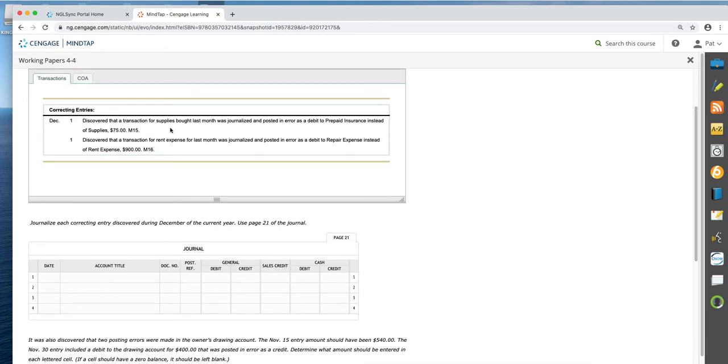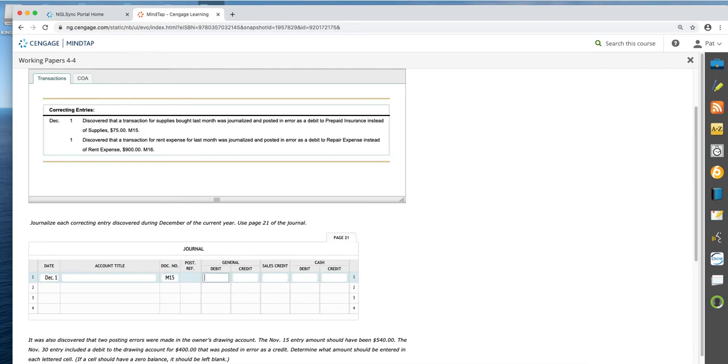Discover that a transaction for supplies bought last month was journalized and posted in error as a debit to prepaid insurance instead of supplies. Okay, so this transaction is a correcting entry. It's a memorandum for a source document. And basically what we're trying to do is it was supposed to go in supplies debit. It was not. So we need to make sure it goes in there. And so we found this error at the end.